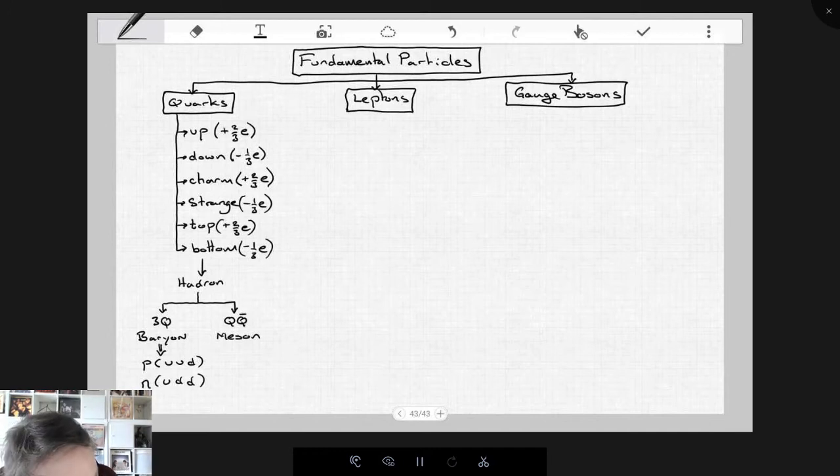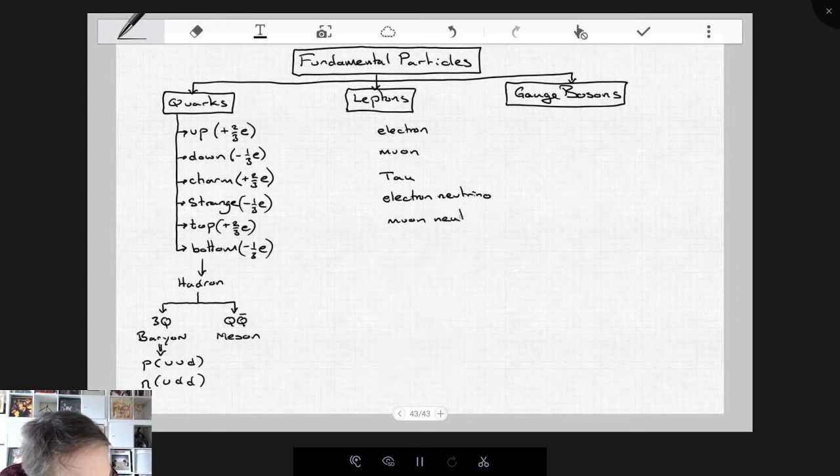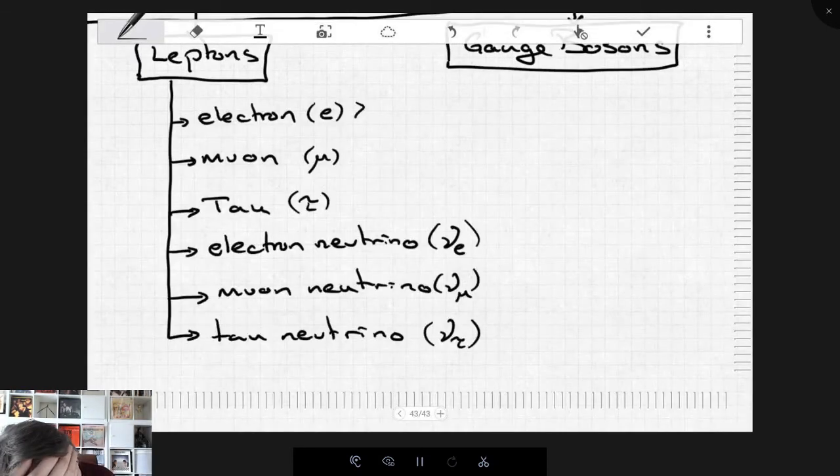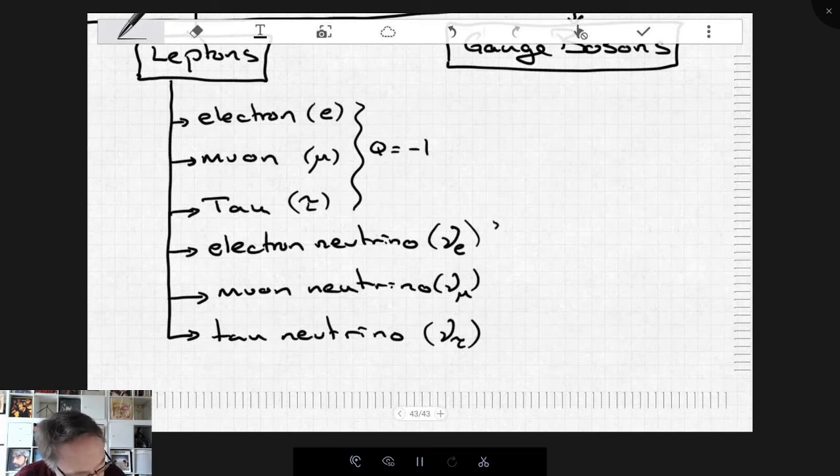So let's look at the leptons. The leptons that exist are the electron, there is one called a muon, and there is one called a tau. And there are three more, and they are all neutrinos. And the neutrinos are associated with these three. So there is an electron neutrino. There is a muon neutrino. And there is tau neutrino. Symbols, charge. These all have a charge of -1 in electronic charge units. These all have a charge of 0.